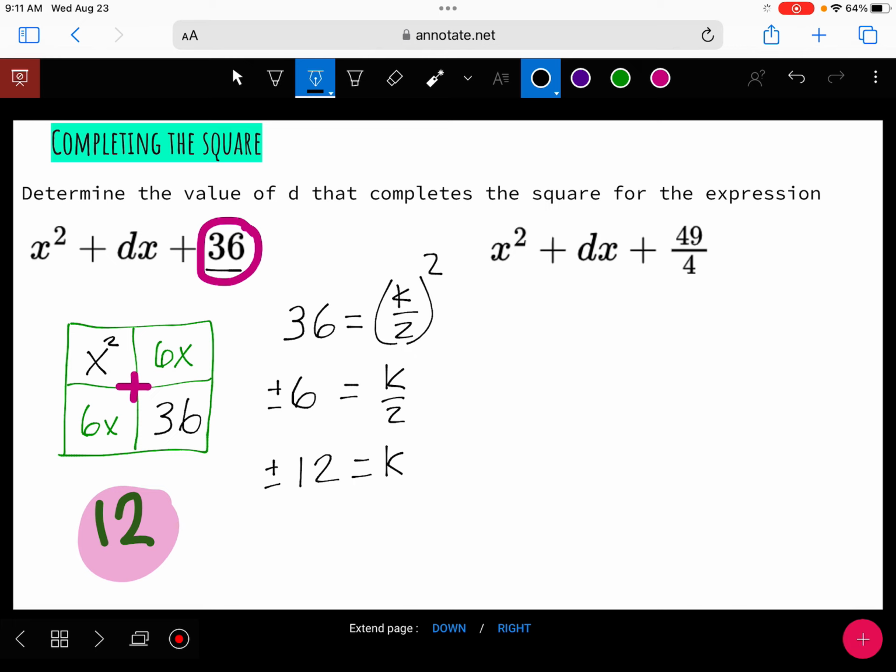Because I could have x squared minus 12x plus 36. So you can do this either way. You get to the same kind of point. Okay? So the answer is 12 or plus or minus 12? Plus or minus 12 would be better if we notice that. But if you just get the 12, I'm okay with that. Because if we had minus 12, it would be x minus 6 squared. Or I could have x plus 6 squared.